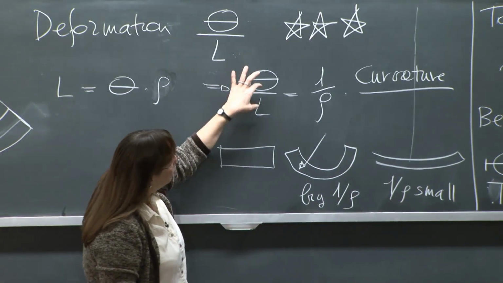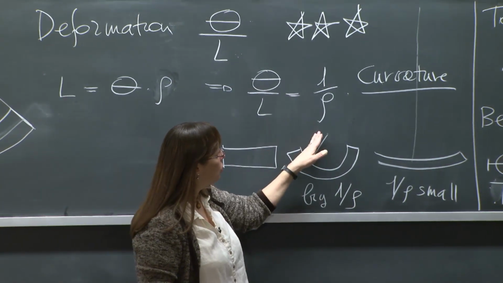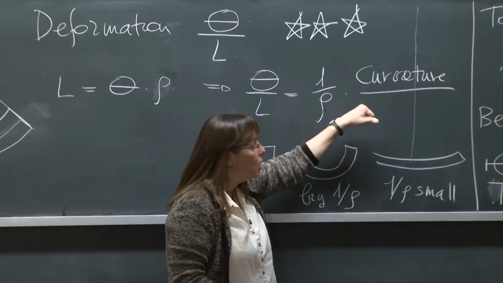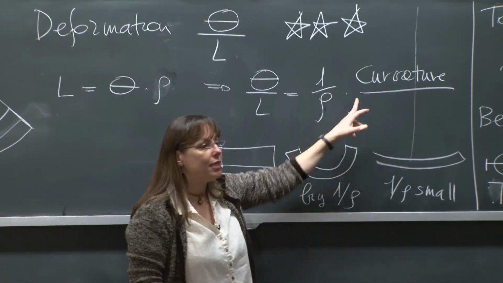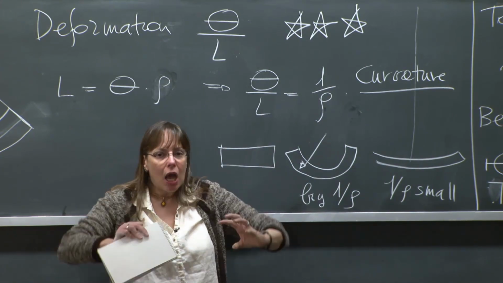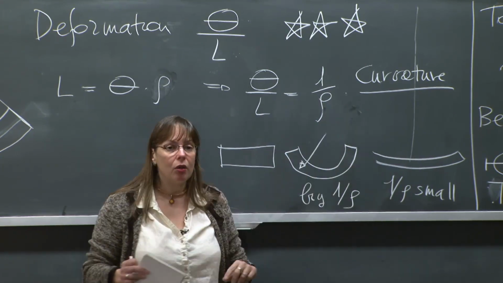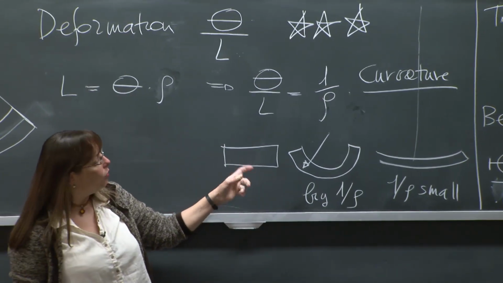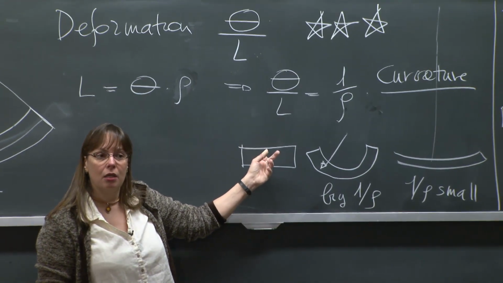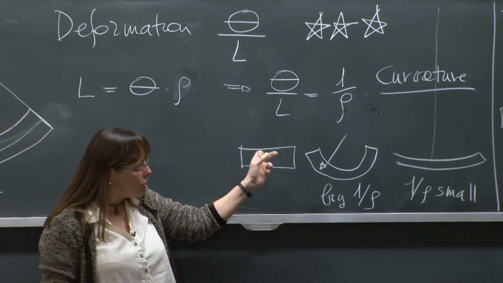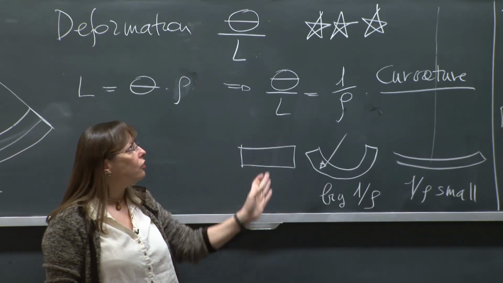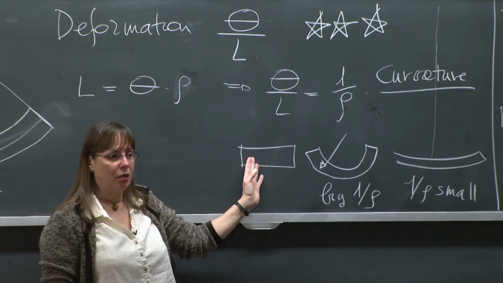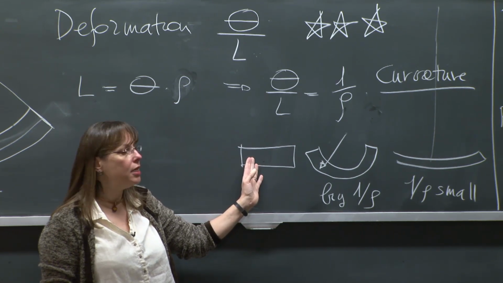So the angle per unit length, which is 1 over the radius of curvature, is called the curvature. That is our measure of deformation, because when this one is big, it means that there is a lot of deformation. When that one is small, there is no deformation. If it doesn't deform at all, what is the radius of curvature of this guy? 0? No, 1 over the radius of curvature is not 0. The radius of curvature is infinity. The curvature is 0. It doesn't curve. 1 over rho is 0.